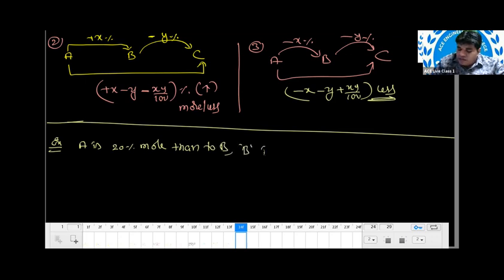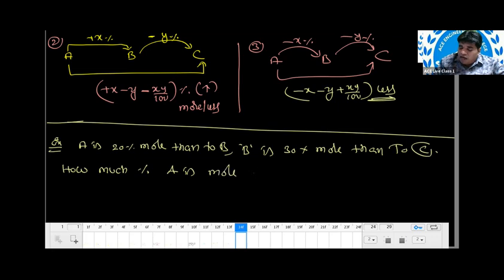B is 30% more than C. How much percentage is A more or less than C?